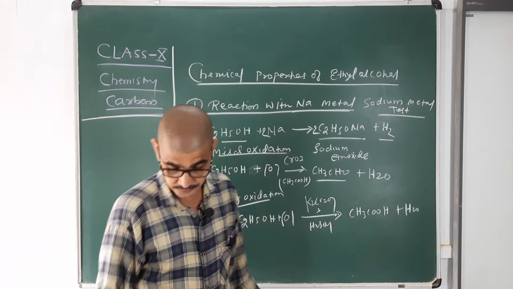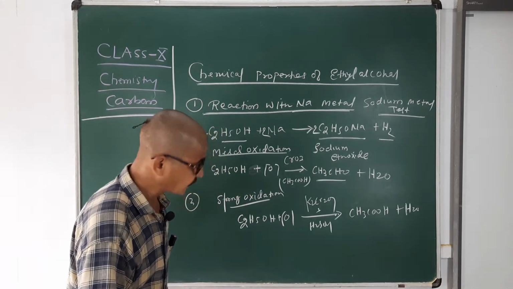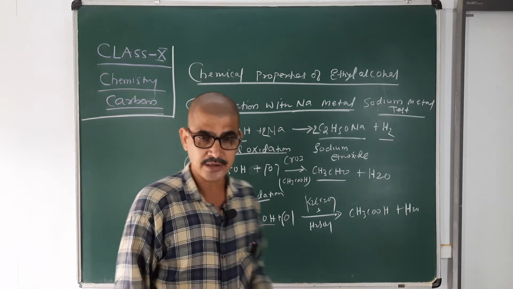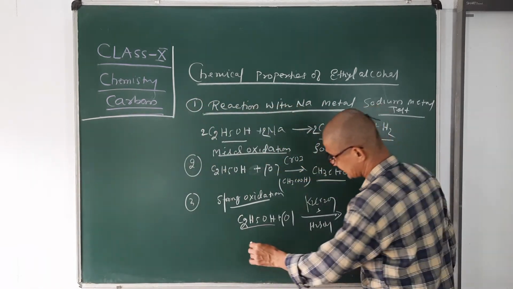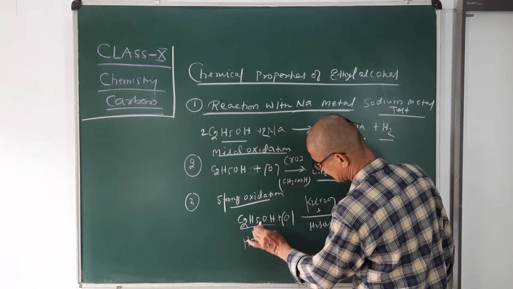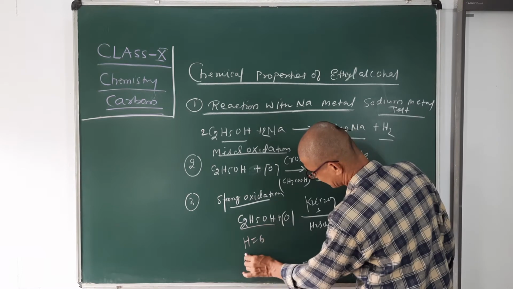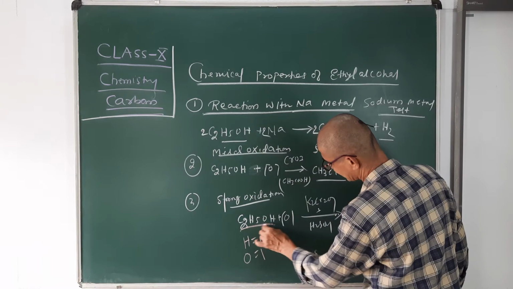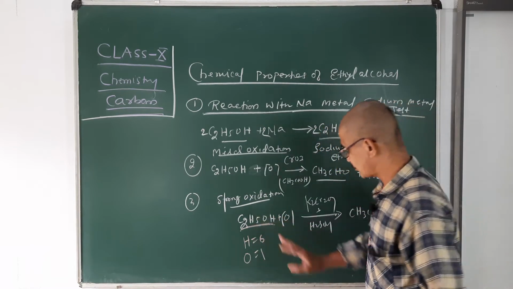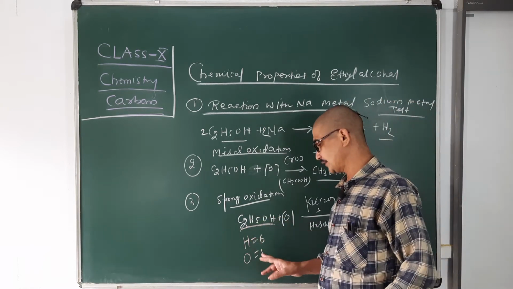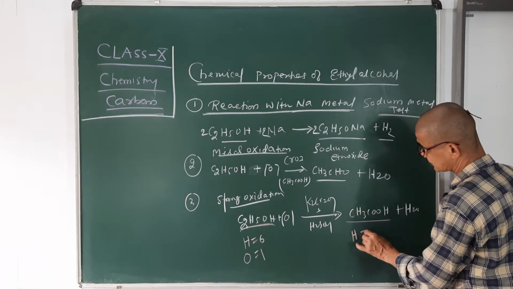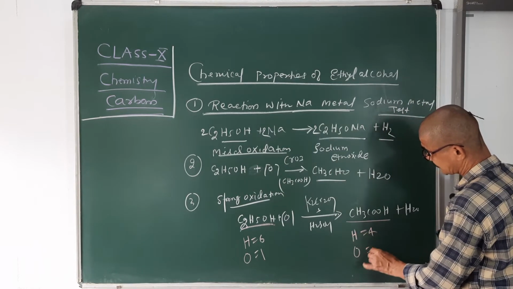This is a very important question. The answer is that in ethyl alcohol the number of hydrogen atoms is 6, 5 plus 1, and the number of oxygen atoms is 1. I'm just talking about ethyl alcohol. So the number of hydrogen is 6 and the number of oxygen is 1. But in case of acetic acid, the number of hydrogen is 4 and the number of oxygen is 2.